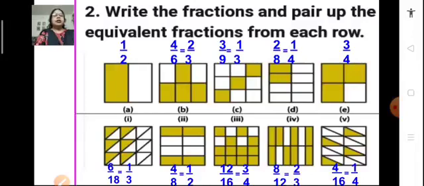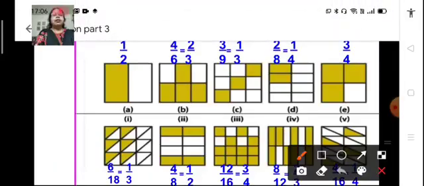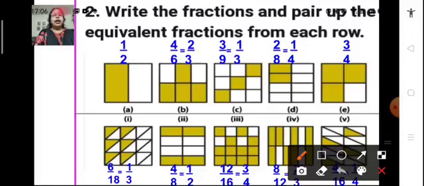Now in this question, we have to write the fractions and pair up the equivalent fraction from each row. Let's find out the fractions of the given figures. In the first one, A, it is 1 upon 2. In B, 4 out of 6 are shaded, so it is 4 upon 6, that means it is 2 upon 3. Then in the third one, it is 3 upon 9. 3 out of 9 are shaded, and in the lowest form it is 1 upon 3.